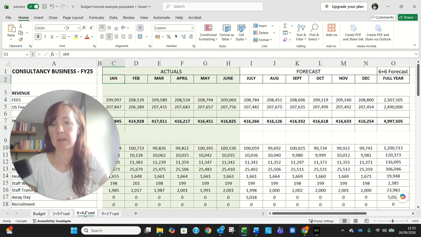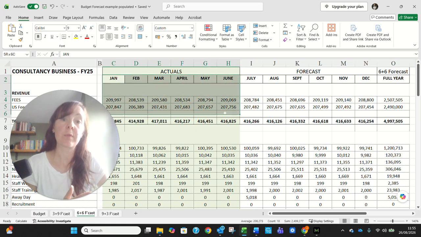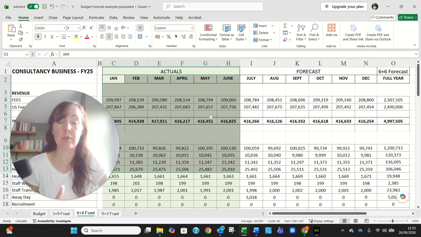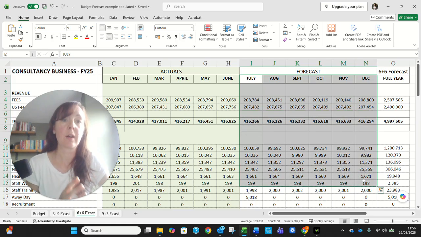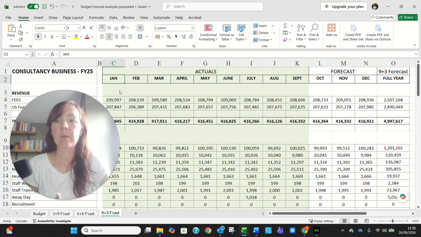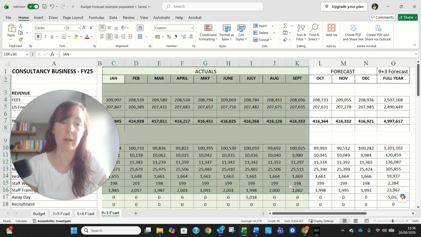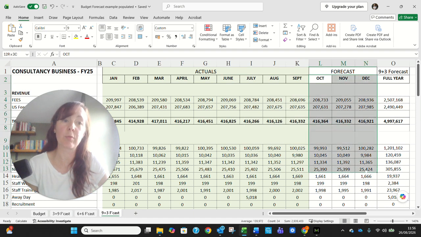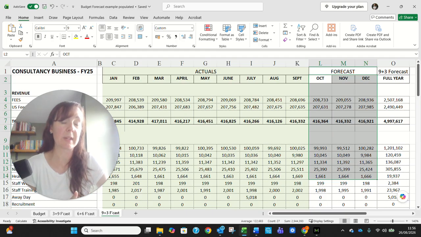Moving forward, at the end of quarter two, we've now got ourselves a 6+6 forecast because what we've got is 6 months worth of actual data. And again, we're updating our expectations for the remaining 6 months of the year. Moving forward again, this would give us 9 months of actual data, and then we've only got a remaining 3 months left of forecast. So here we're referring to it as the 9+3 forecast.